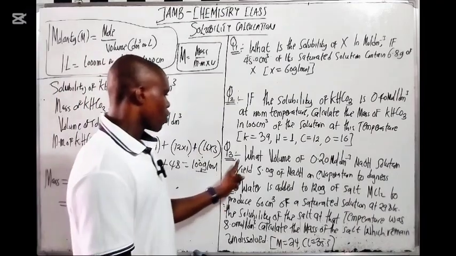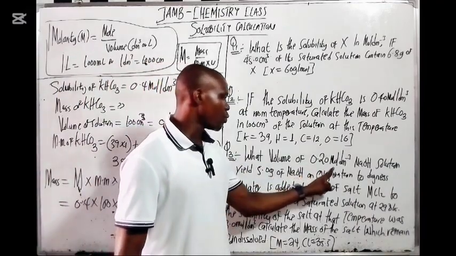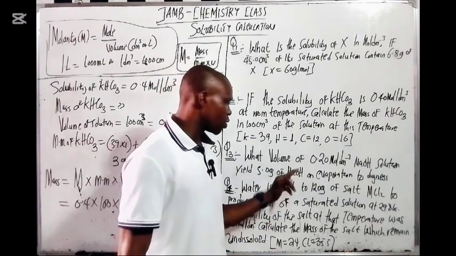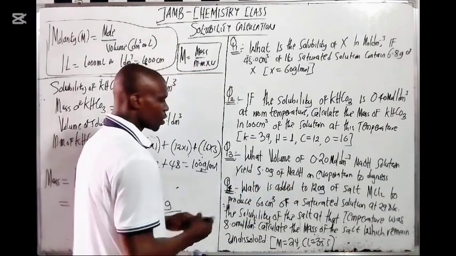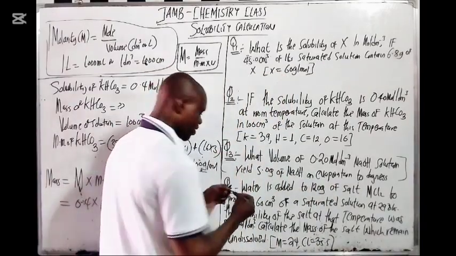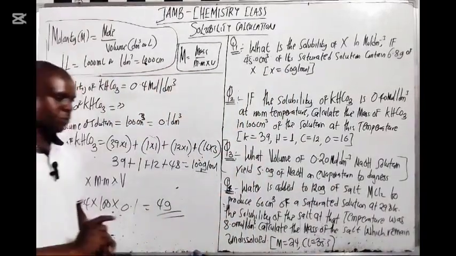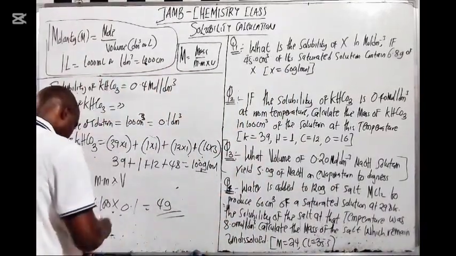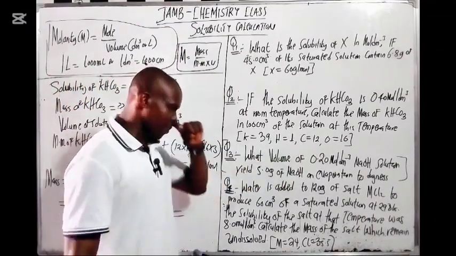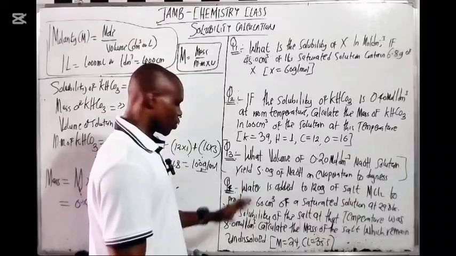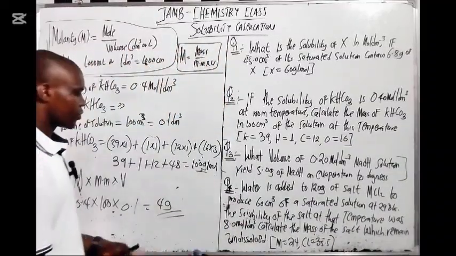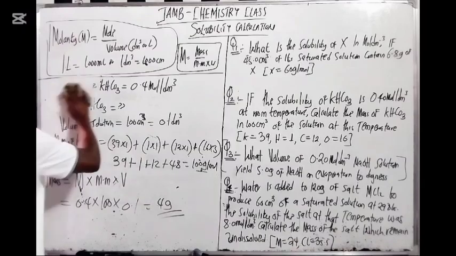So what volume of 0.20 mole per dm³ NaOH solution contains 5.0 gram of NaOH? Now, you are the one that will do this question for me. I've given you the formula, so you do question 3 for me. Leave it in the comment section. I believe everybody should be able to do question 3. So the next one I want to look at is question 4.